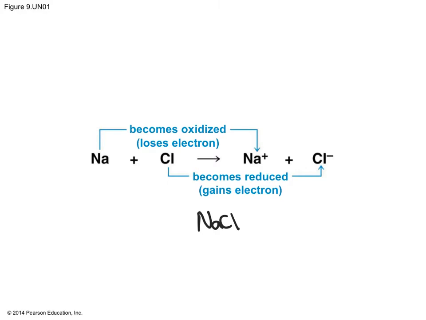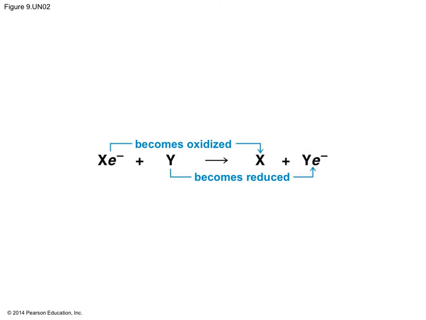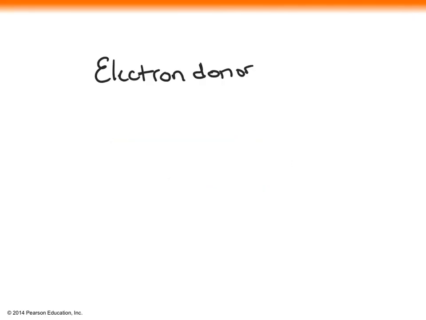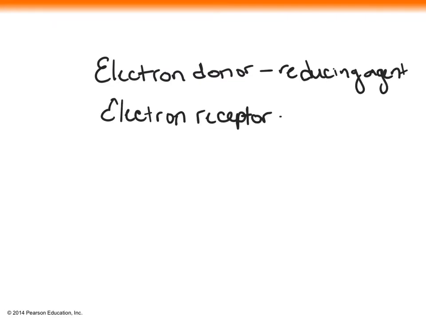When this happens, sodium loses an electron and becomes positive. Chloride gains an electron and becomes negative. Therefore, sodium, the one who loses the electron and becomes positive, is the one who is oxidized. Chloride, because it gains the electron and is now negative, becomes reduced. In these reactions, the electron donor is called the reducing agent. And the electron receptor is called the oxidizing agent.